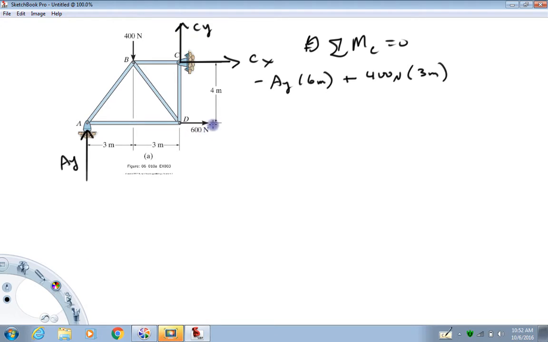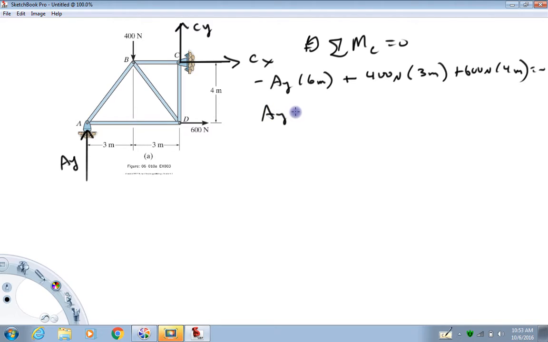All right, so now the moment produced by the 600 newtons acts all along this line. The moment arm for the 600 is this distance, that's the distance for the 600 newtons. That is 4 meters. So we're going to have plus 600 newtons times 4 meters. And that's it. Those are all the forces creating moment about C. So that equals 0.